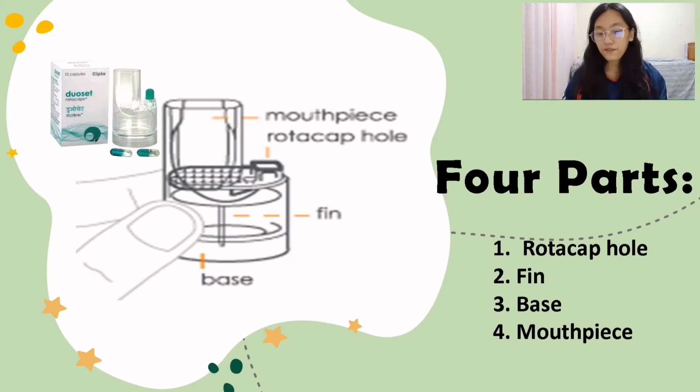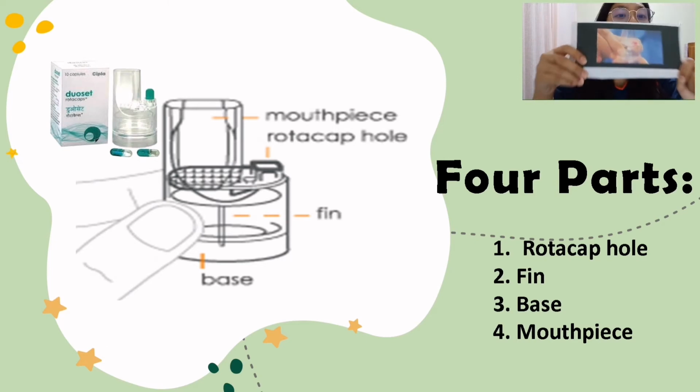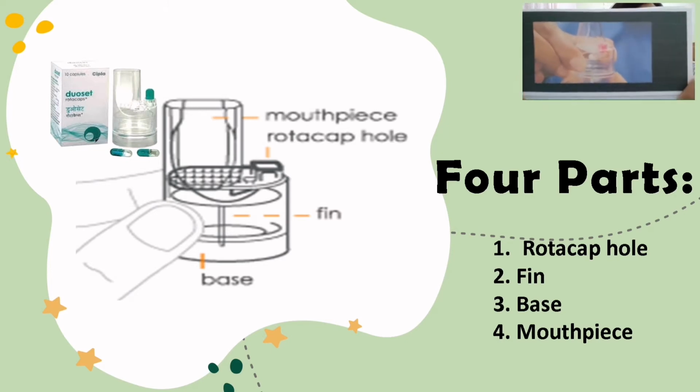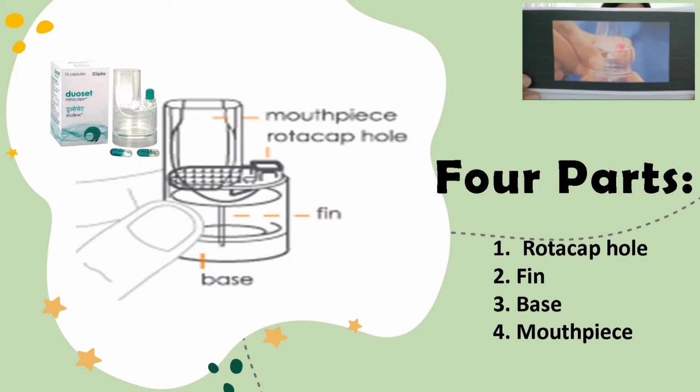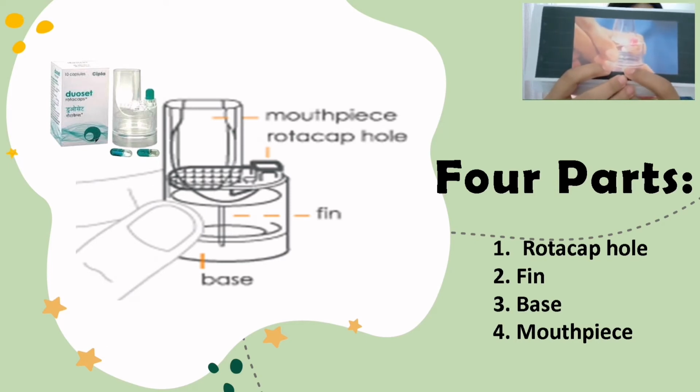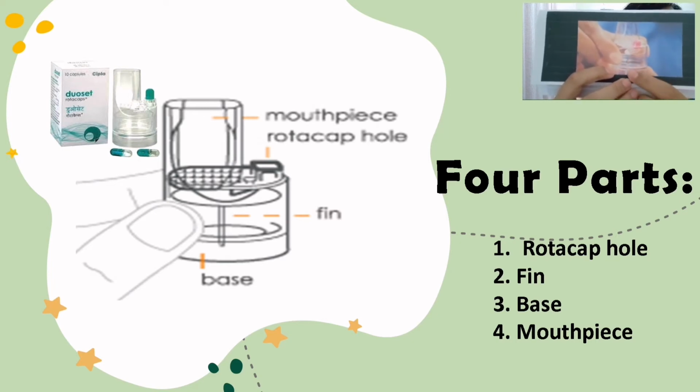Next, we have the fin. It is used to open the capsule placed in the Rotacap hole. So this is the fin. When the base is rotated, the fin will also move, leading to the capsule's breakage. Here is an example picture of a Rotacap being opened by a fin and a base. As you can see, when the base is rotated, the transparent end of the capsule is separated from its colored part, which leads to the capsule's breakage.